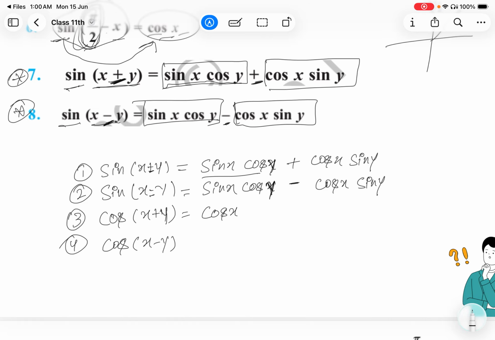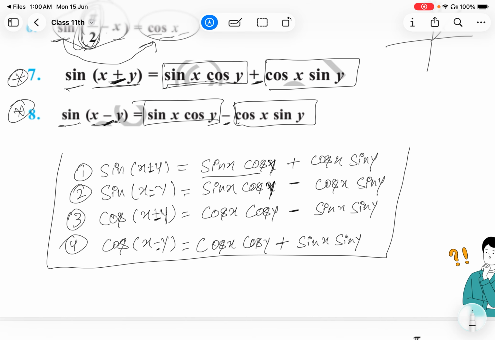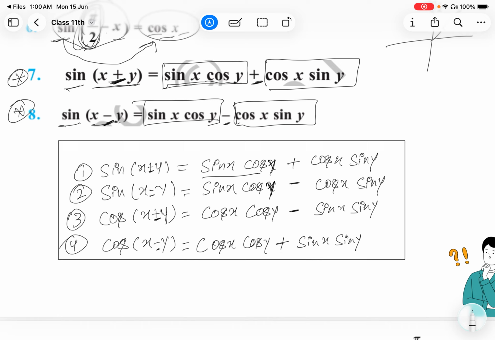But in cos, this is not like this. In cos you have to write cos x cos y, then sin x sin y. If this is the positive addition, then we will subtract, and if this is the difference, then we will add. I hope these four functions are very clear to you.